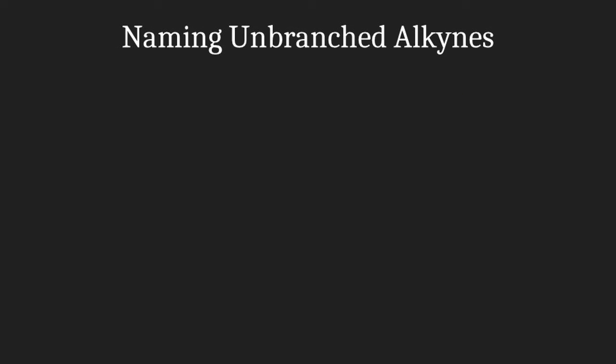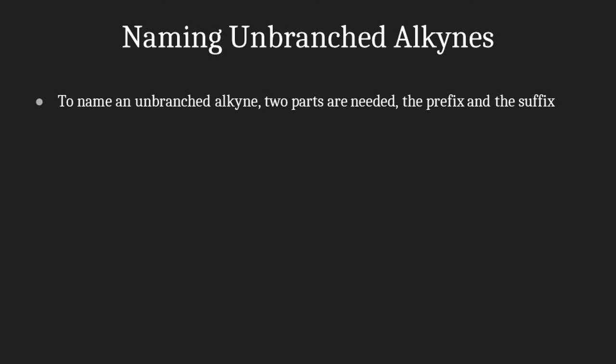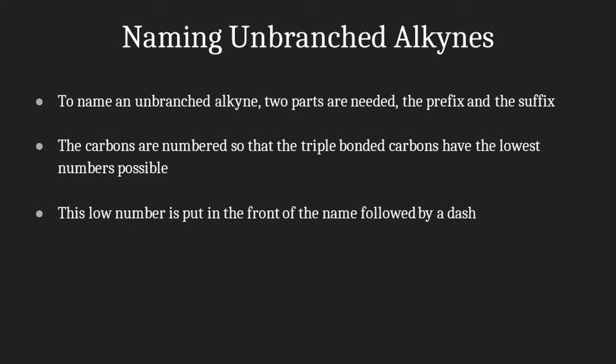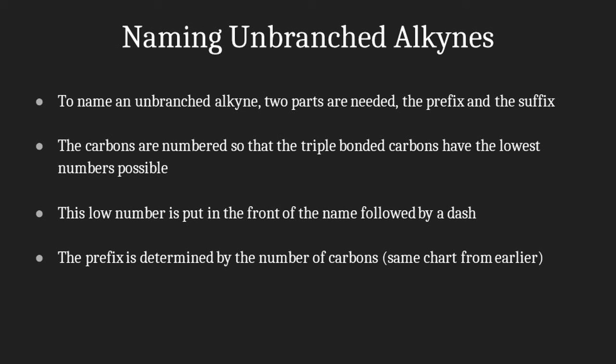Lastly, we're going to talk about how to name an unbranched alkyne. Just like an alkene or an alkane, we need a prefix and a suffix. Here, that prefix will contain a number and a word. The number comes from the number of the triple bond, and we want to number the alkyne so that the triple bond has the lowest possible number, just like we did with an alkene. And we put this low number followed by a dash to start off the name. The prefix will then be determined by the number of carbons, just like we have in the past, and the suffix for an alkyne will be -ine.